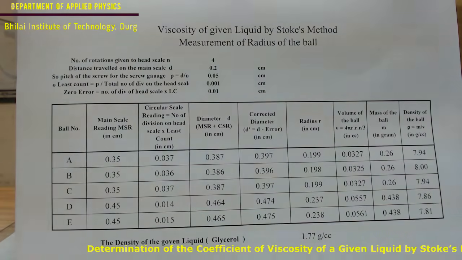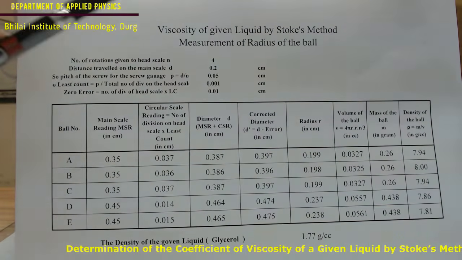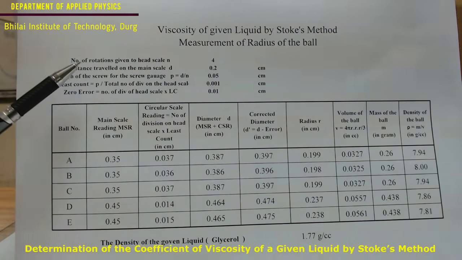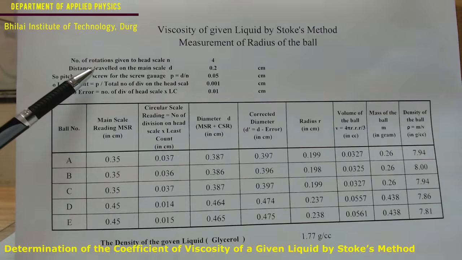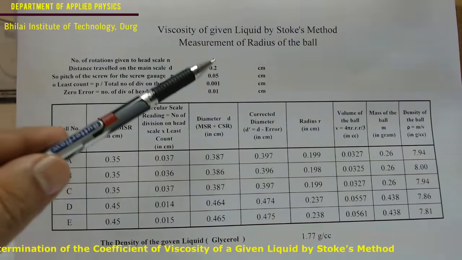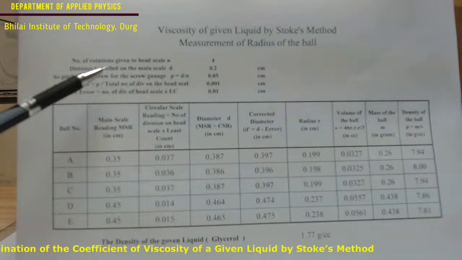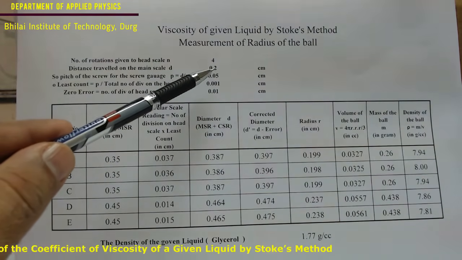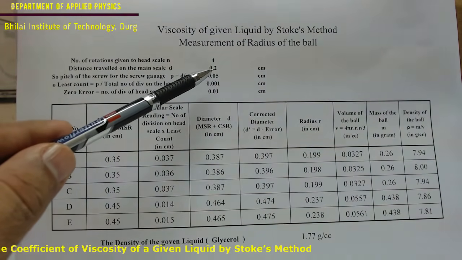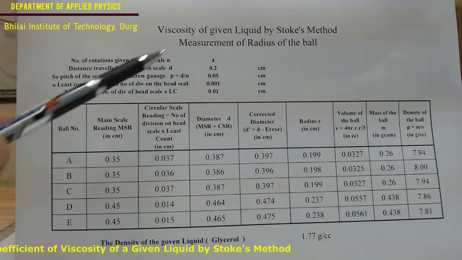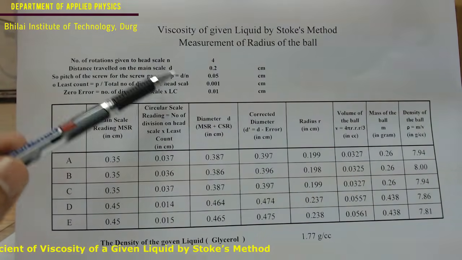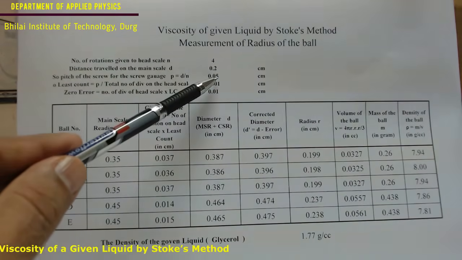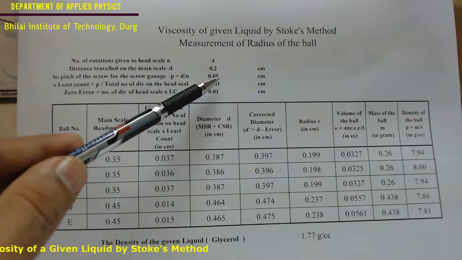So the second observation is the measurement of the radius of the ball. For measurement, first we have determined the pitch. So the number of rotations was given equal to 4. The distance traveled in the main scale was 0.2 centimeter, 2 mm or 0.2 centimeter. So the pitch of the screw, that is equal to d divided by n, is equal to 0.2 divided by 4, which is equal to 0.05 centimeter. This is the pitch of the screw.